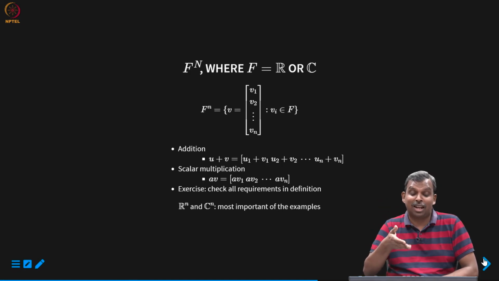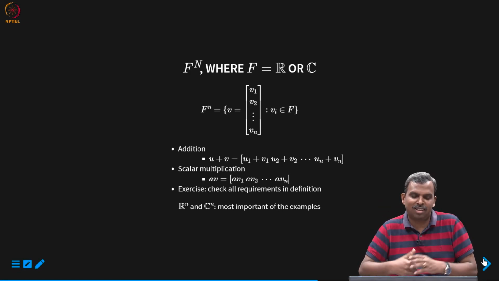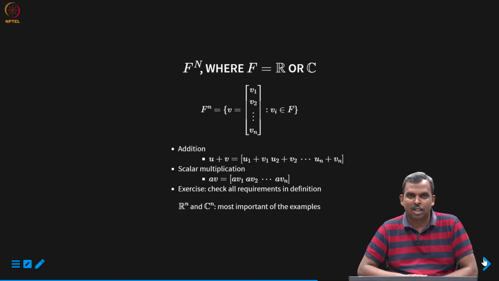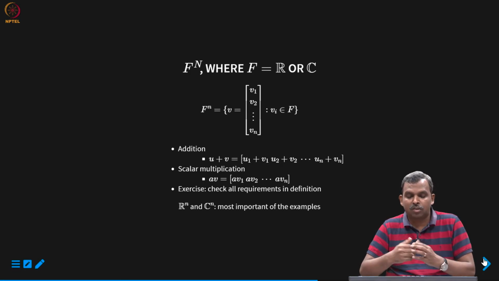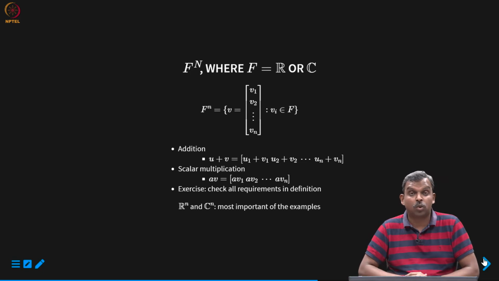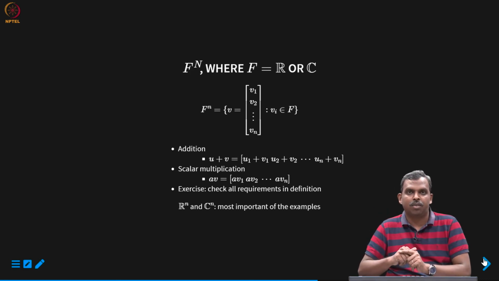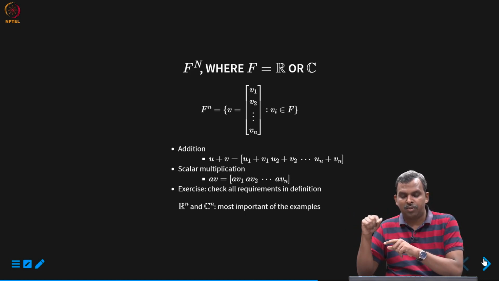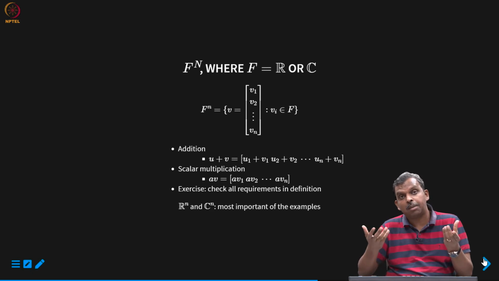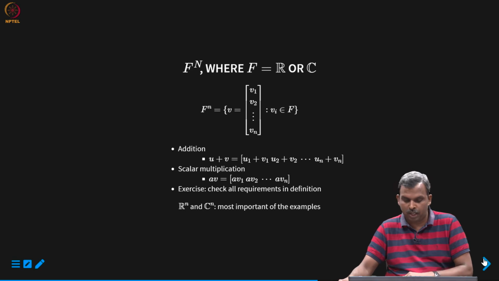Many vector spaces will actually be like this only, right? So we'll think about it more as we go along. But why is this a vector space over F? Because I can define an addition. How do I add? u plus v will be just component-wise addition, right? u1 plus v1, u2 plus v2, and so on. Scalar multiplication, a times v, is easy to define, it's just av1, av2.